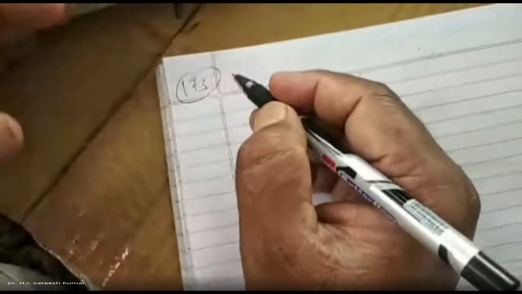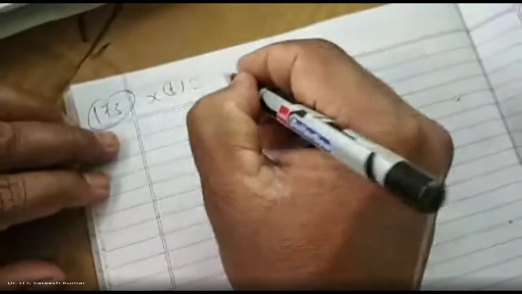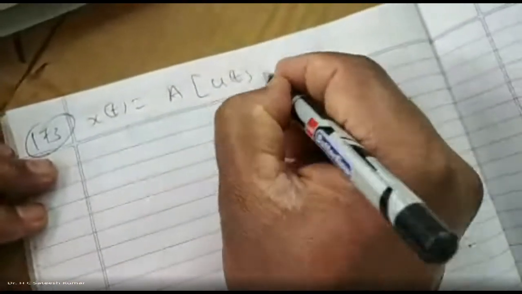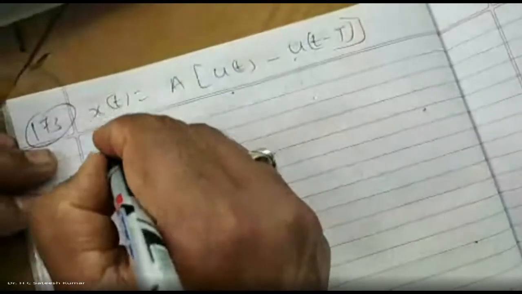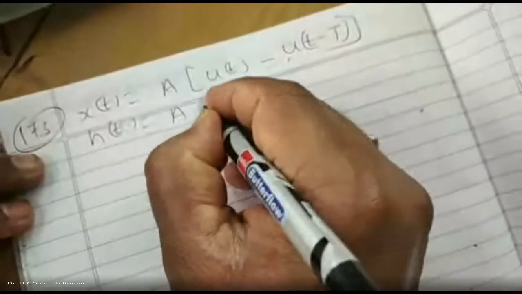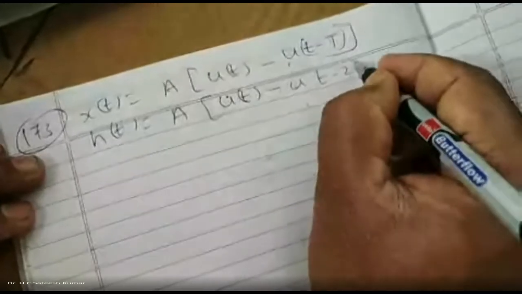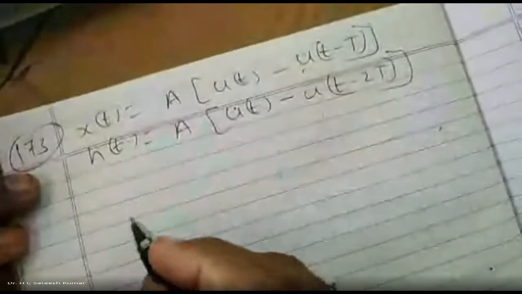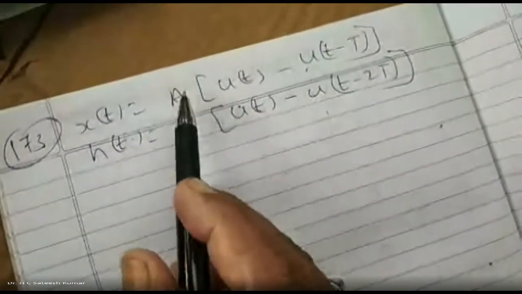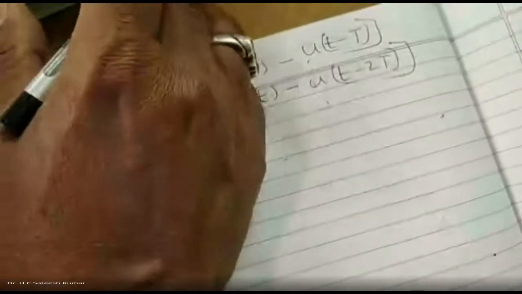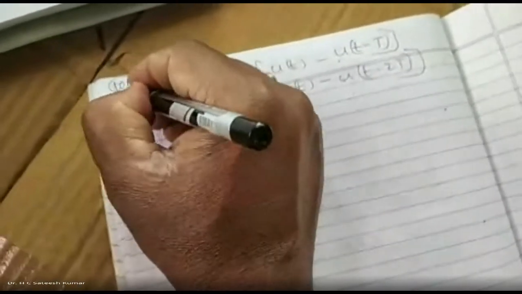Find the convolution of x of t and h of t, given x of t is equal to A into u of t minus u of t minus capital T, and h of t is equal to A into u of t minus u of t minus 2T. Okay, small t, capital T, tau confusion, and amplitude is A. This question was asked for 10 marks. Since more confusion, more marks.